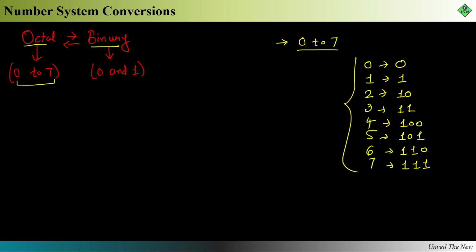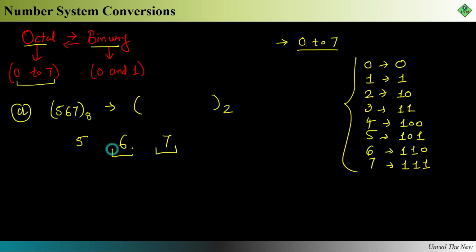Now let's jump to the example of doing the conversion from octal to binary. The first simple example that we will take is 567. This 567 is the octal number and we need the binary conversion of 567. So first of all, you write down the number. What is the number? 5, 6 and 7.